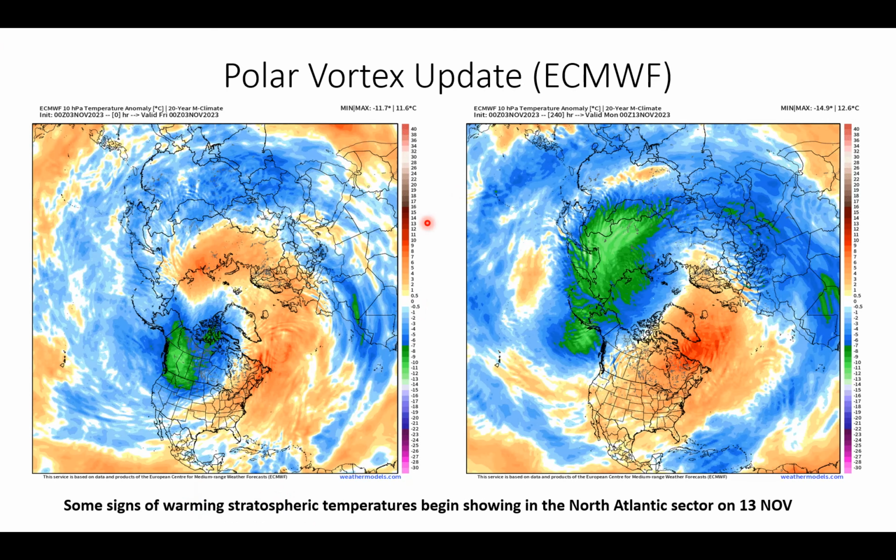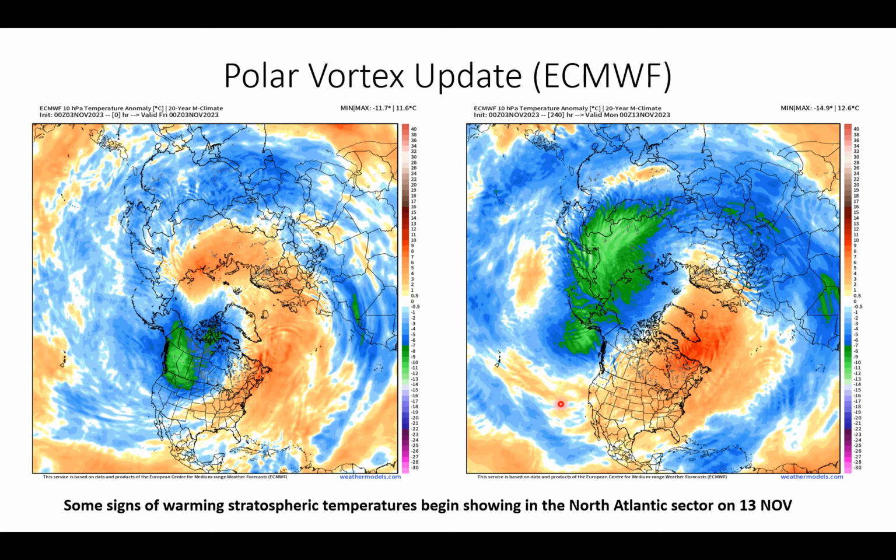The European polar vortex, the European model polar vortex update, shows similar conditions here. Today, we see below normal stratospheric temperatures across Western Canada. We see this peach color indicating slightly above normal stratospheric temperatures over New England and Eastern Canada. We're working our way right back around to northern Siberia.